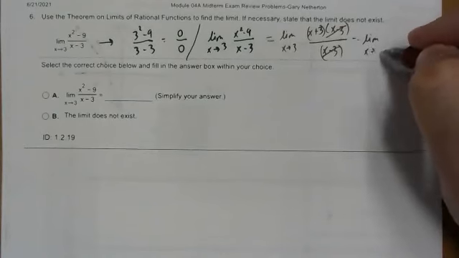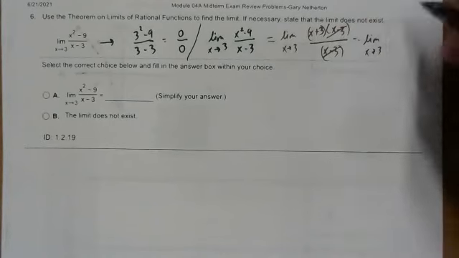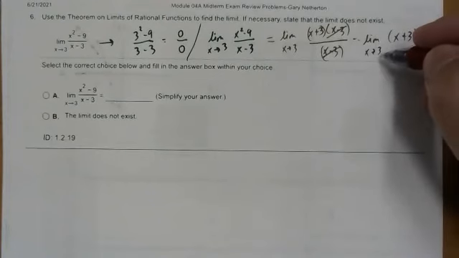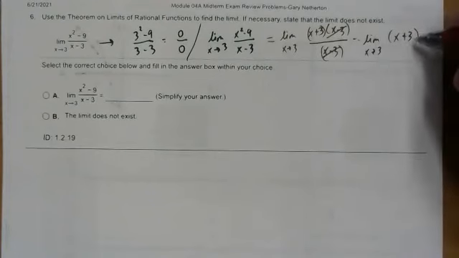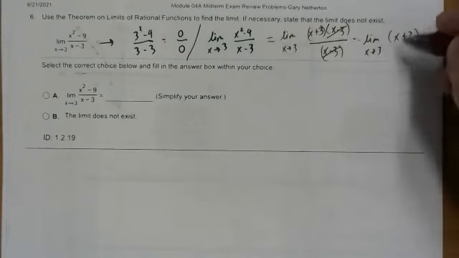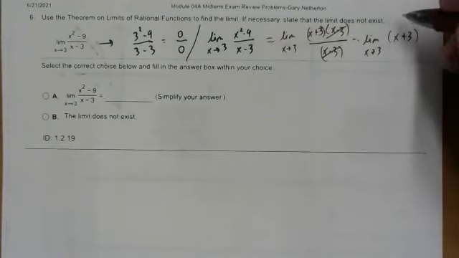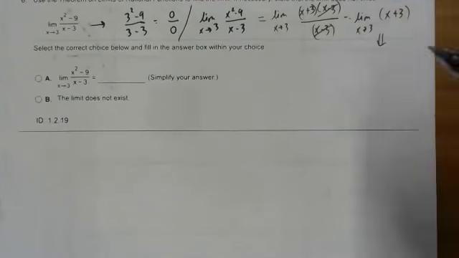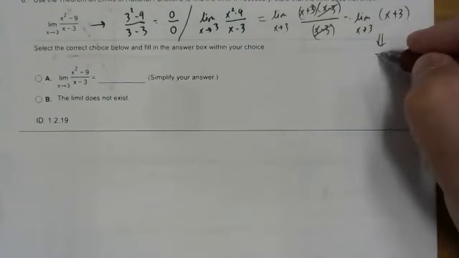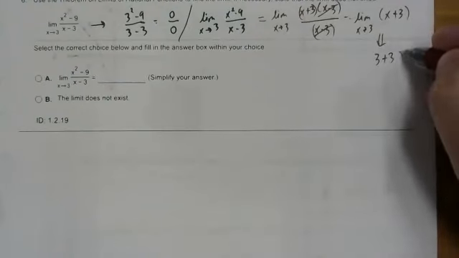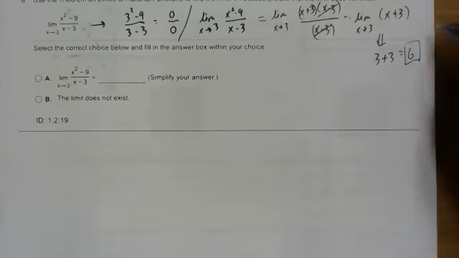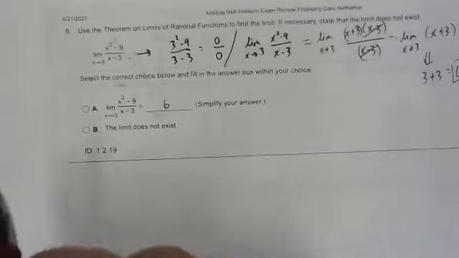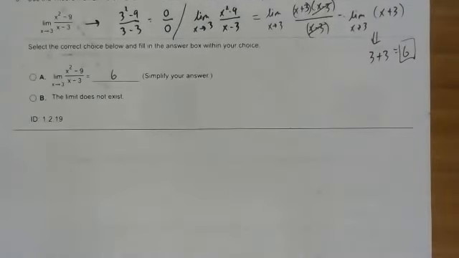So once I do that, now my problem becomes the limit as x approaches 3 of x plus 3. Now I go back and I treat this like a limit problem, right? Where the first step is you plug in 3 for x and see what happens. And when you do that, you have 3 plus 3, which equals 6. And that's going to be your answer.